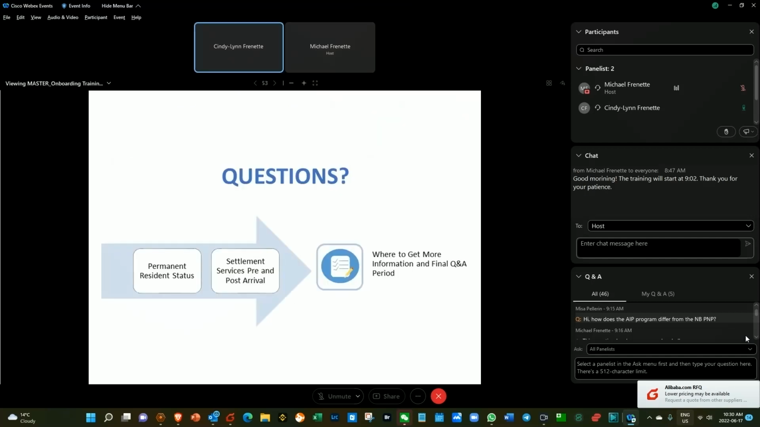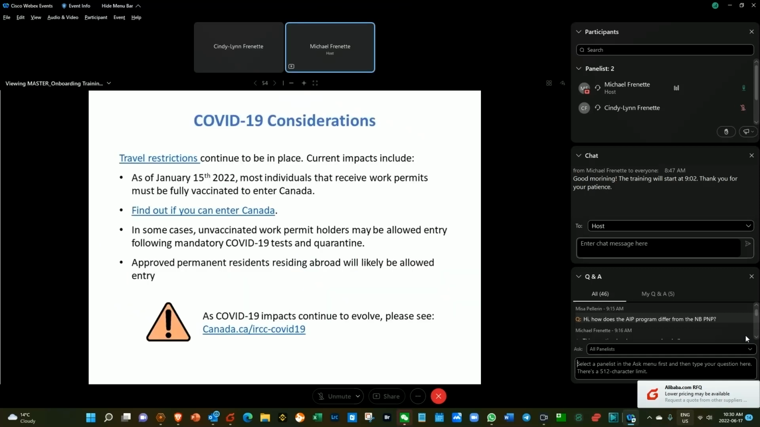On to you, Mikhail. All right, thank you, Cindy Lynn. So we'll take a quick pause to see if there's any question on permanent resident status or settlement services, either pre or post arrival. Don't see any other questions, so we'll move on to the last section.